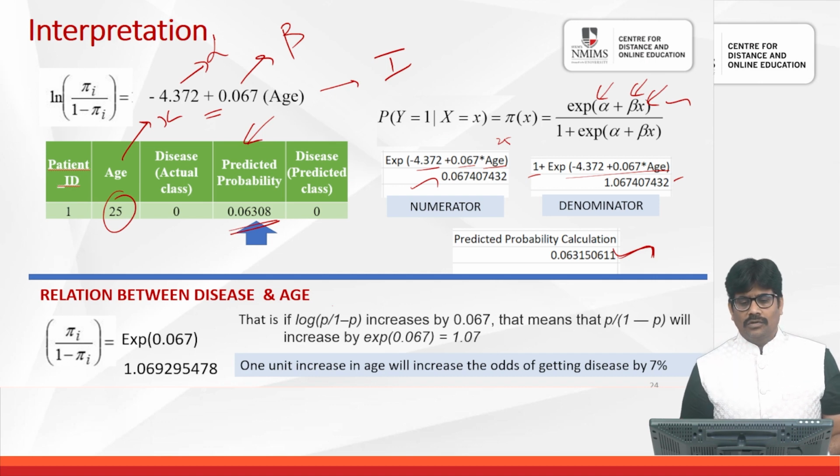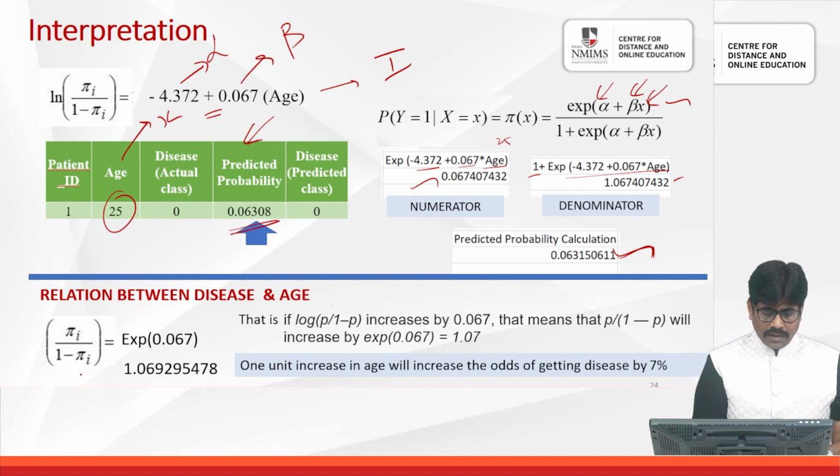Now we have understood the relationship between the dependent variable, which is the natural logarithm of odds, and how it is written in equation format from the output, and also we have seen how to calculate the predicted probability. Now, how to interpret the relationship between the dependent variable and independent variable. In this case the dependent variable is the disease and the independent variable is your age, right? So if you look at it here, ln of pi i divided by 1 minus pi i is written like this. Now I am going to ignore the intercept for some time and concentrate only on age.